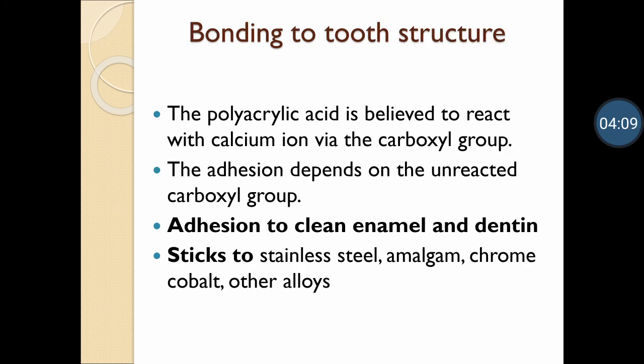Moving on to the very specific feature of this cement, which is adhesion to the tooth structure. How does it occur? The adhesion to the tooth structure is one of the important features of polycarboxylate cement, which occurs when the carboxylic groups of the polyacrylate chelate with the calcium ions present in the tooth structure. Thereby it adheres to the tooth structure. It also adheres to stainless steel. That is the reason zinc polycarboxylate cement is also used as a luting agent for base metal alloys.